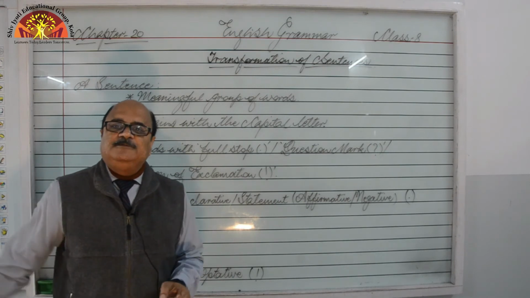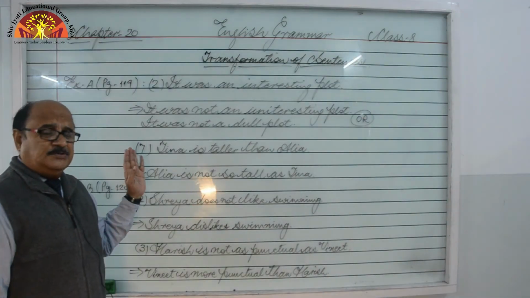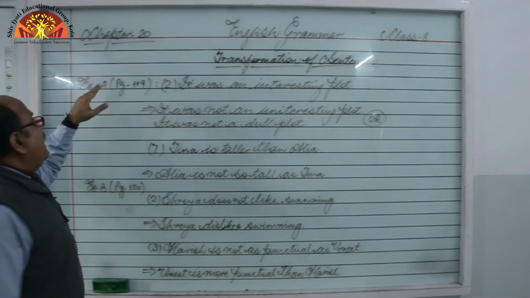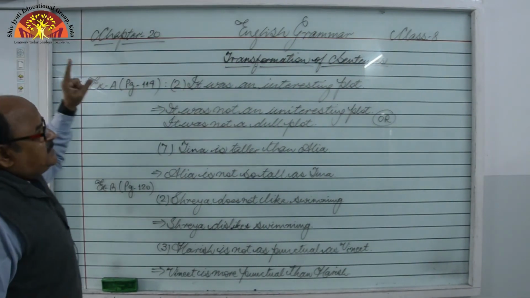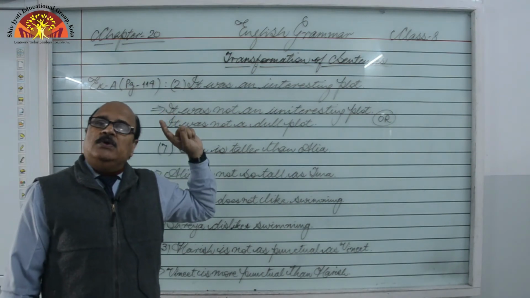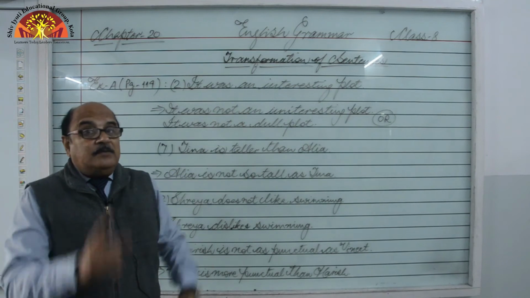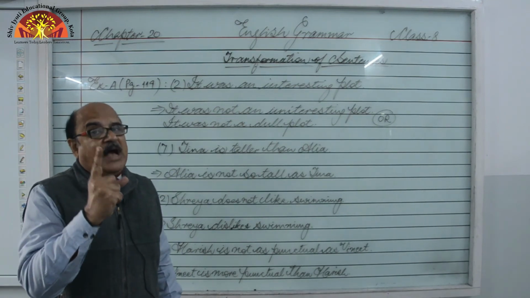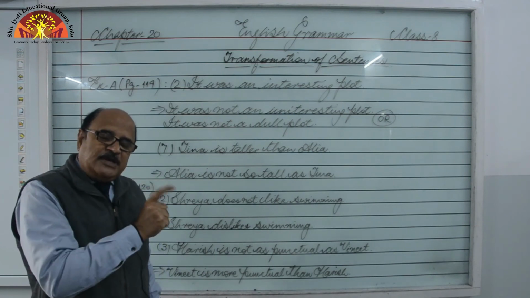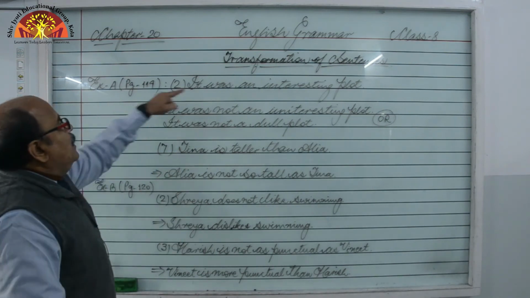Okay students? So students, open your book. Please open your book at page 119, exercise A. In this exercise, you have to change the given affirmative sentences into their negative form, but meaning should remain same. I have already told you one of the ways how to change an affirmative sentence into negative, right?